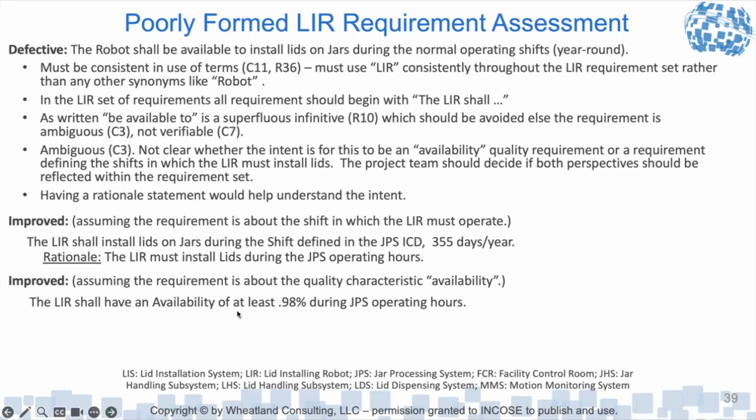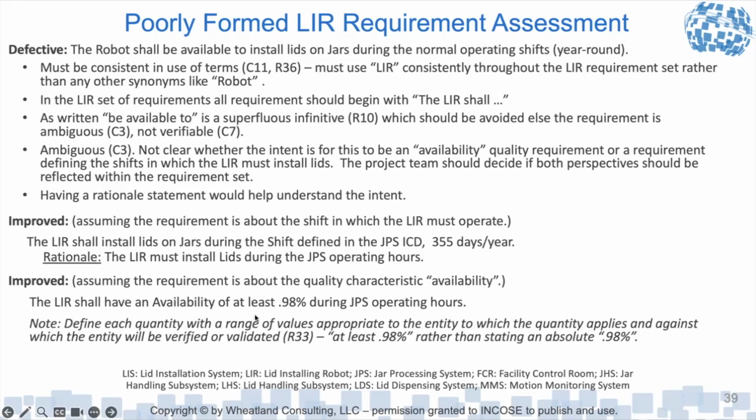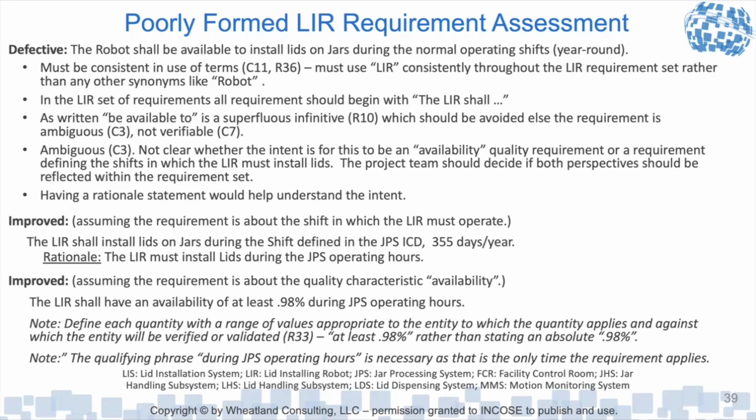Notice I've capitalized the word Availability, saying that we've defined exactly what we mean by availability in our glossary. Define each quantity with a range of values appropriate to the entity to which the quantity applies and against which each entity will be verified or validated. Use at least 0.98% rather than the stated absolute of 0.98%. Note the qualifying phrase during JPS operating hours is necessary, as that is the only time the requirement applies.